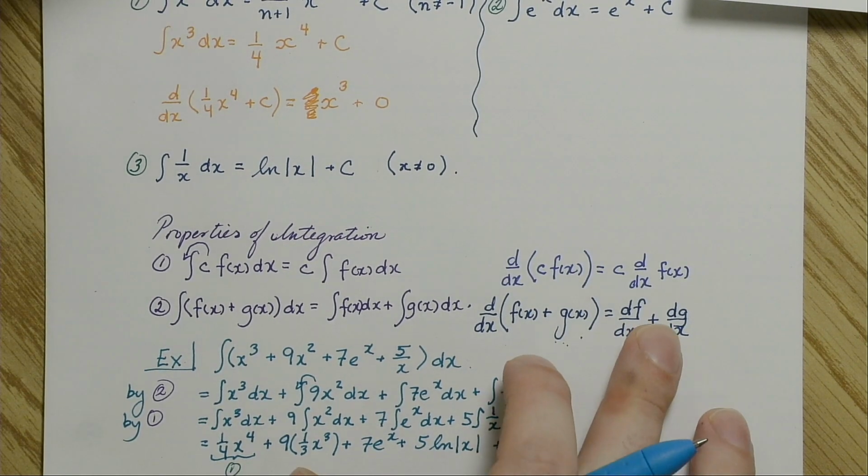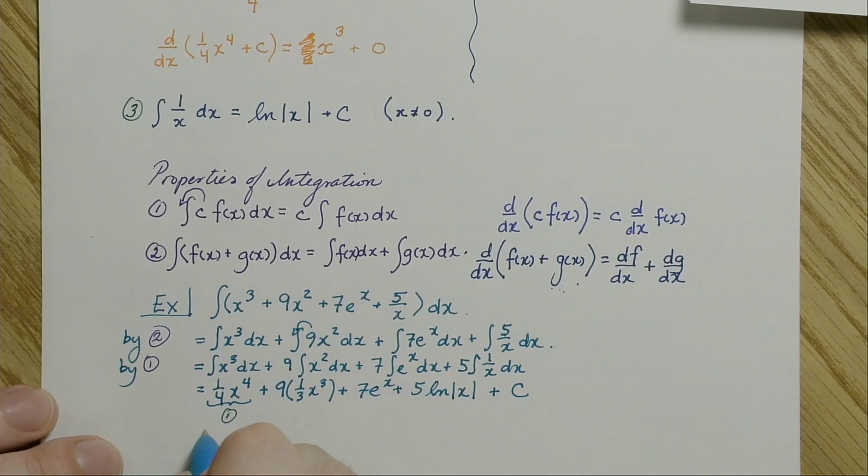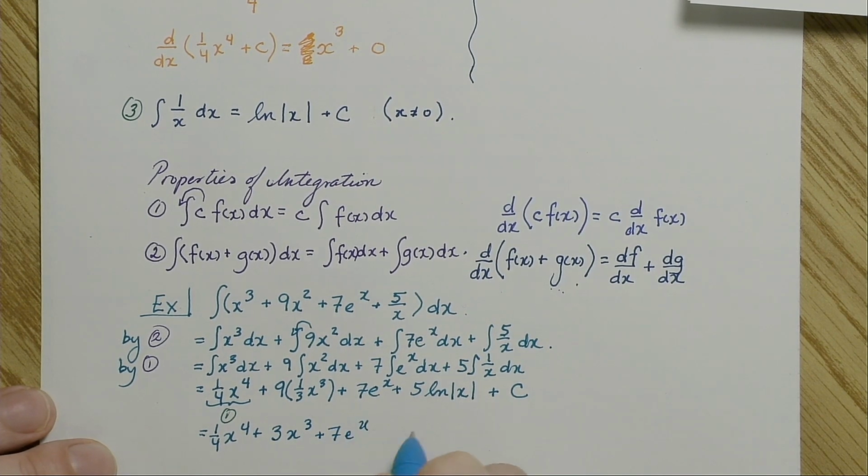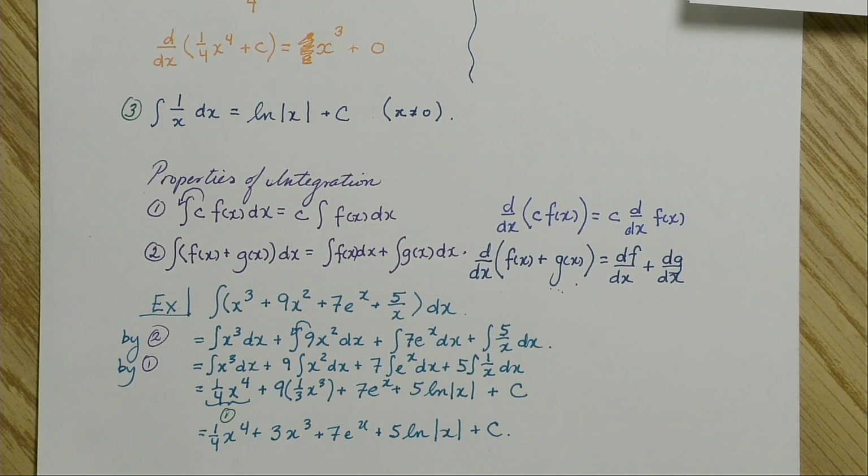And I guess we could clean that up a little bit. We got 1/4 x to the 4th. 9 divided by 3 is 3x cubed plus 7e to the x, and I'm just rewriting this again, plus c. And that's all that we have to do for that question.